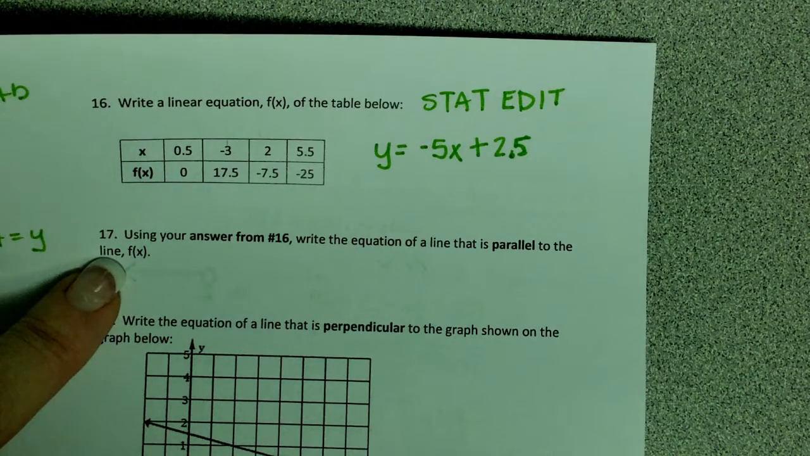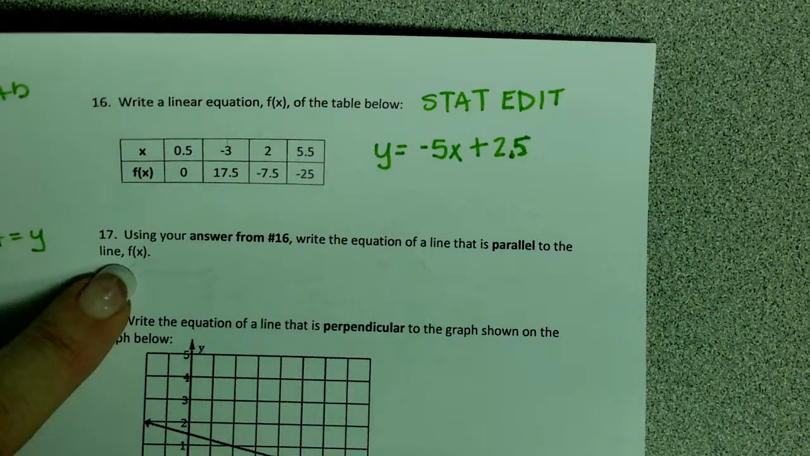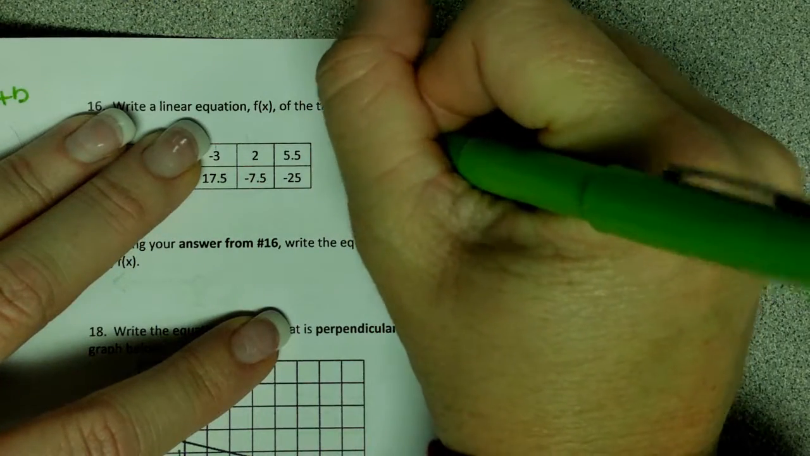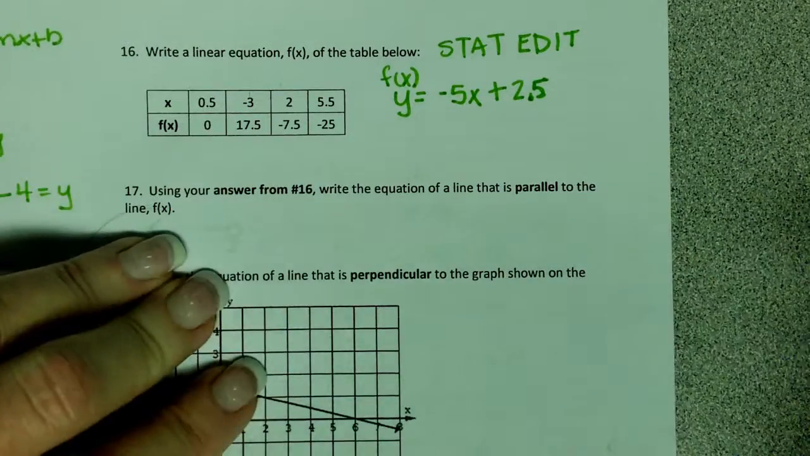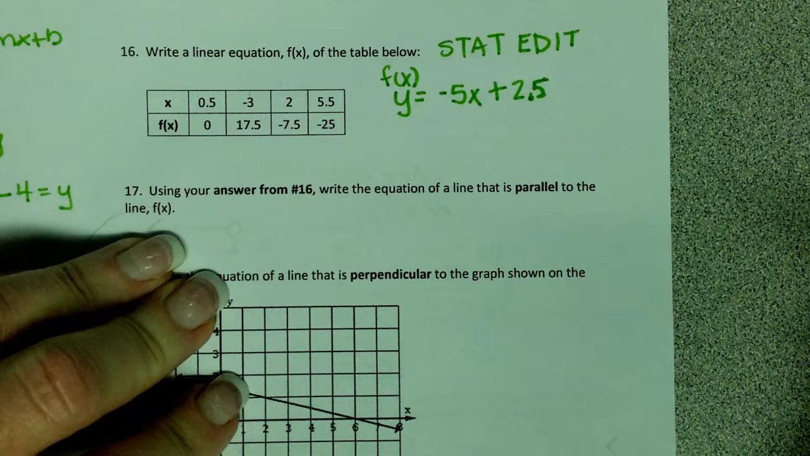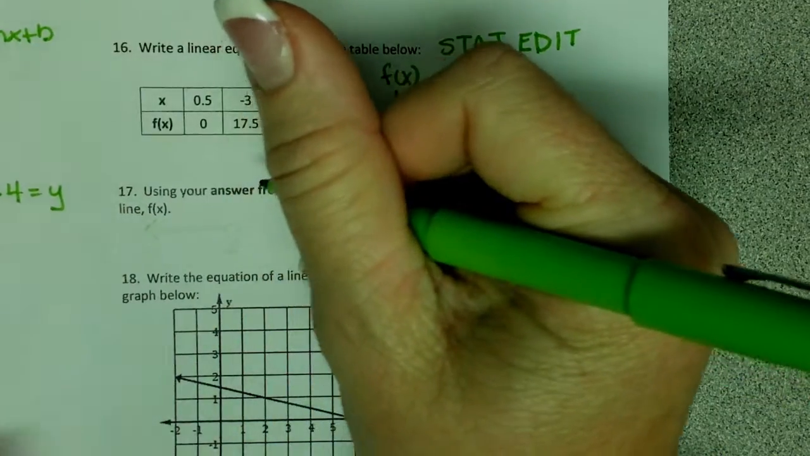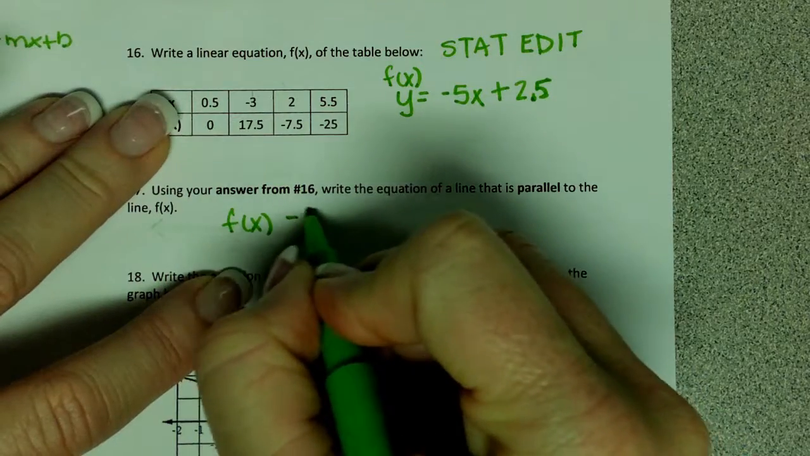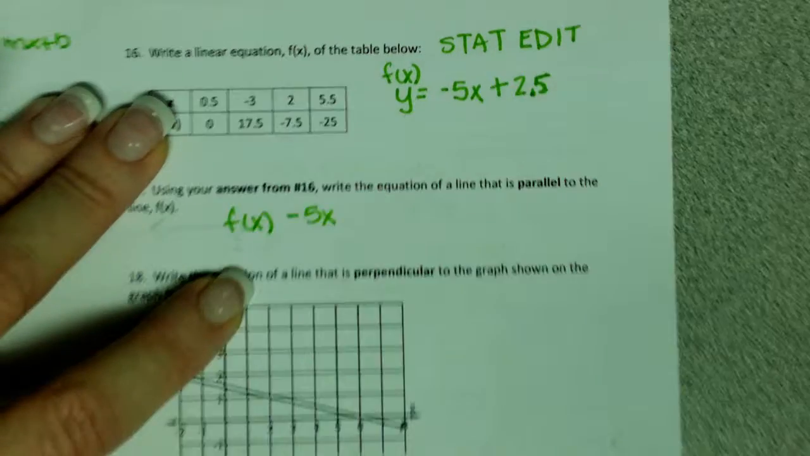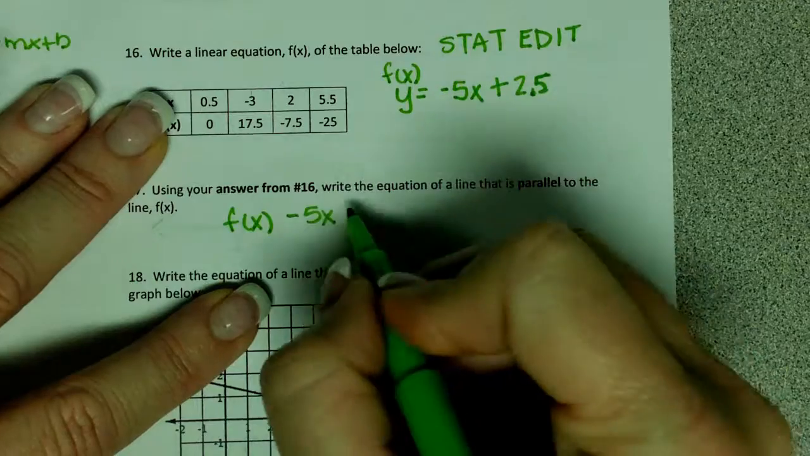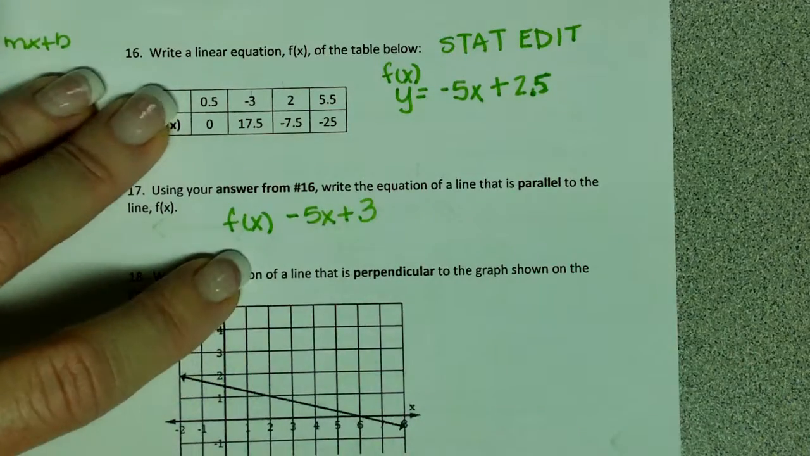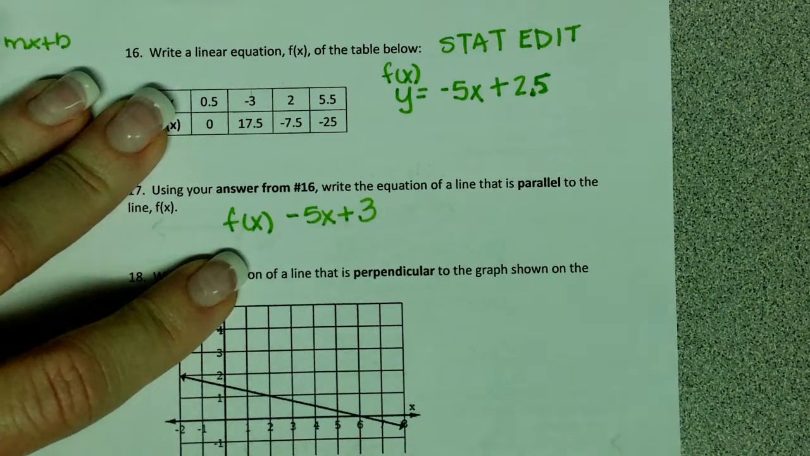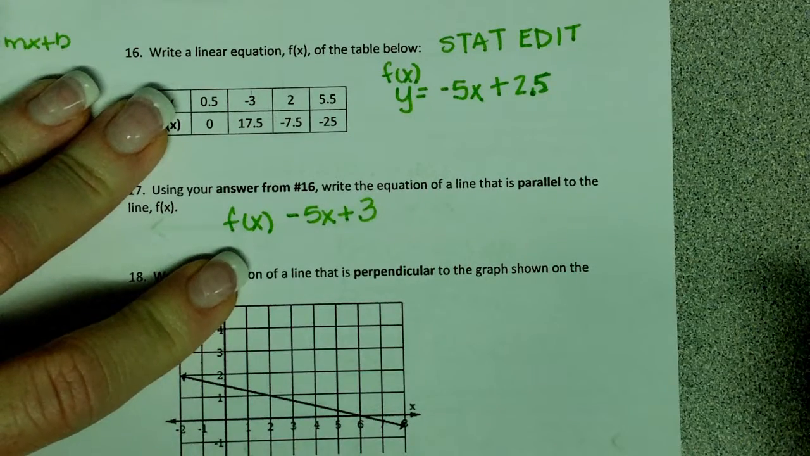Number 17 says, using your answer from number 16, write the equation of a line that is parallel to the line of f of x. We were supposed to use f of x instead of y. If it's going to be parallel, do we do anything to the slope? No, that's perpendicular. The slope stays the same. What has to change? The y-intercept. So we have negative 5x, and then whatever you want as the y-intercept. 3? Okay, I heard 3 first. Plus 3. Use plus 4 on your paper. Awesome.